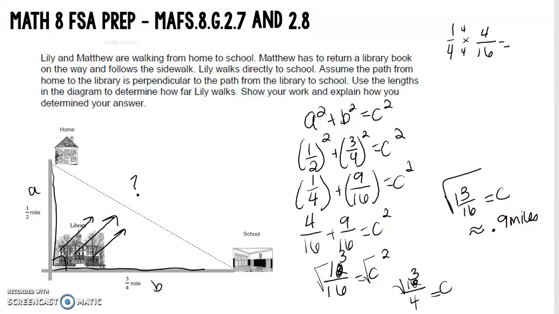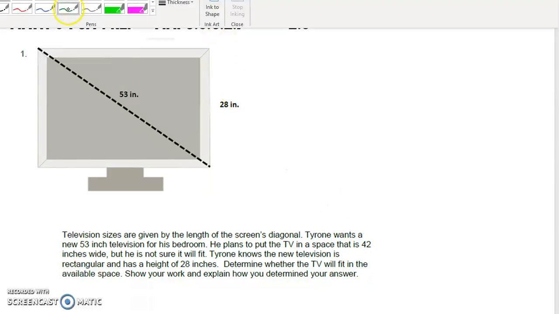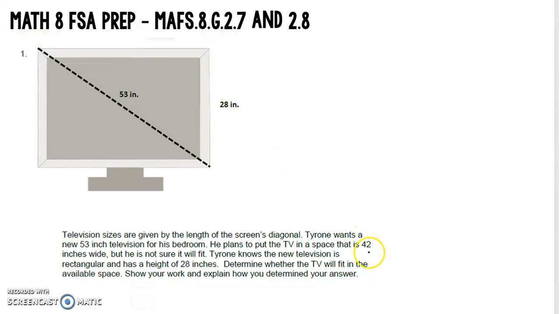All right, let's go ahead and look at number 2. Television sizes are given by the length of the screen's diagonal. Tyrone wants a new 53-inch television for his bedroom. He plans to put the TV in a spot that is 42 inches wide, but he's not sure it will fit. Tyrone knows the new television has a height of 28 inches. Determine whether the TV will fit in this space.